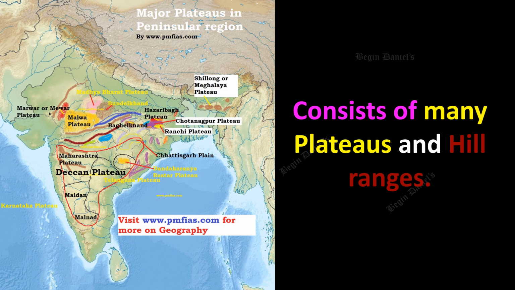This map shows different plateau regions and the hill ranges that are situated in the peninsula region. Marwar Plateau, also called Mewar Plateau, Malwa Plateau, Madhya Bharat Plateau, Bundelkhand Plateau, Baghelkhand Plateau, Chota Nagpur Plateau. These are some of the plateaus that are situated in this peninsula region.